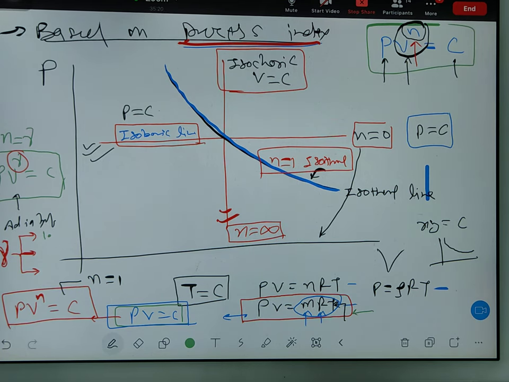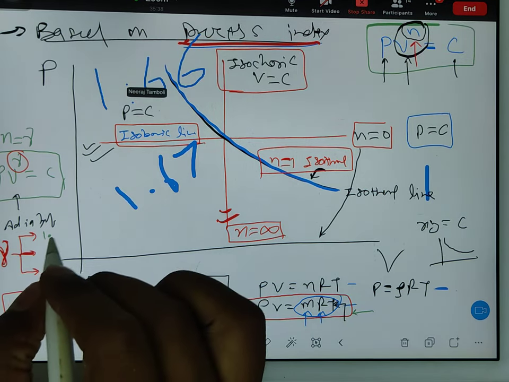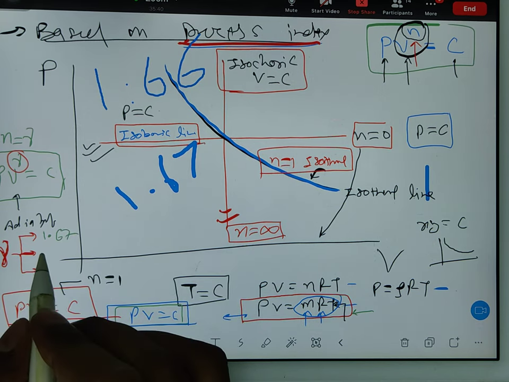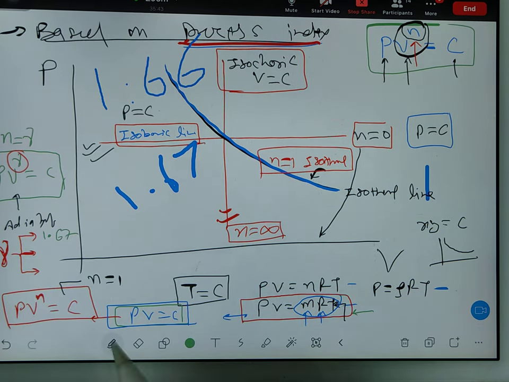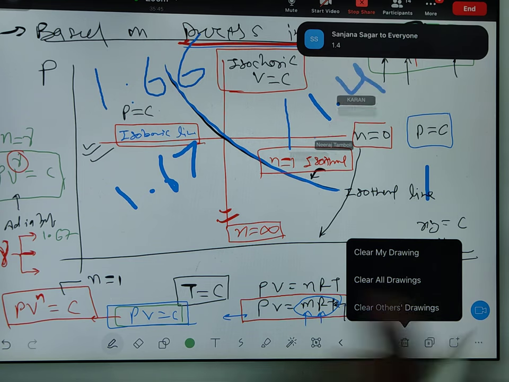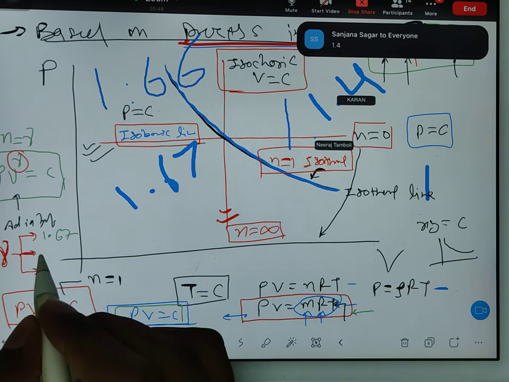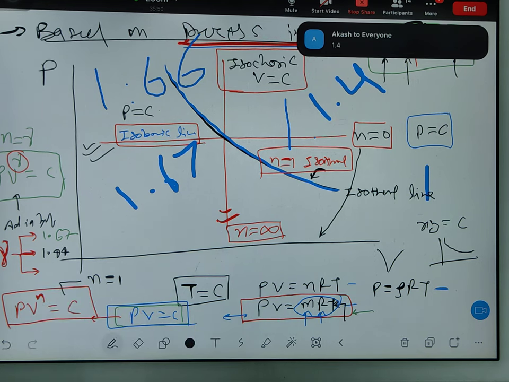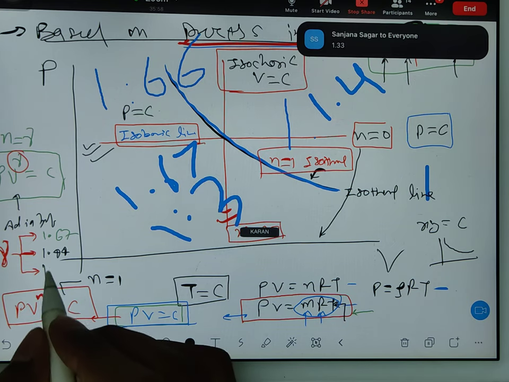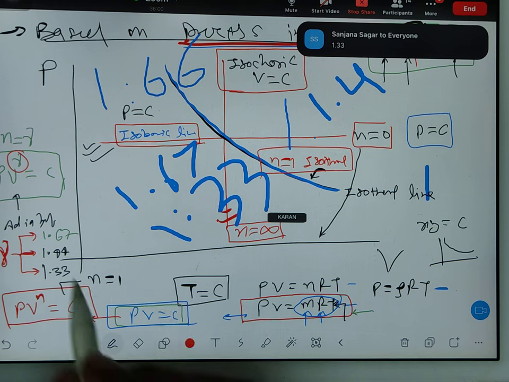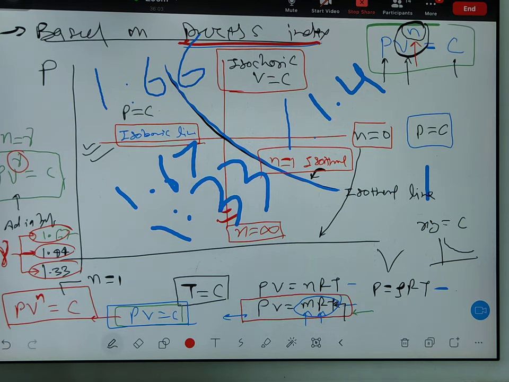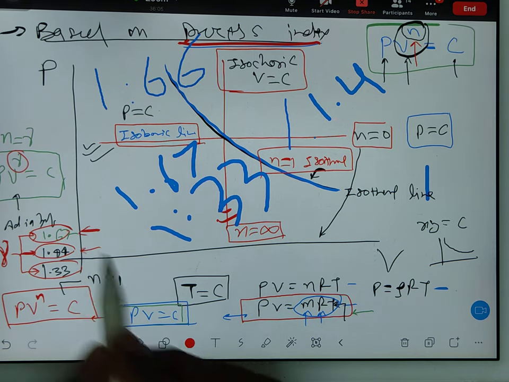Can anyone remember the data of gamma here? Very good. For monoatomic gas, the value of gamma is 1.67. For diatomic gas, what is the value? For diatomic? Very good. For diatomic gas, gamma value is 1.4. And for triatomic? For triatomic, 1.33. Very good. So we got our 1 value, 2 value and 3 value for gamma. This is for monoatomic gas, this is for diatomic, for triatomic.